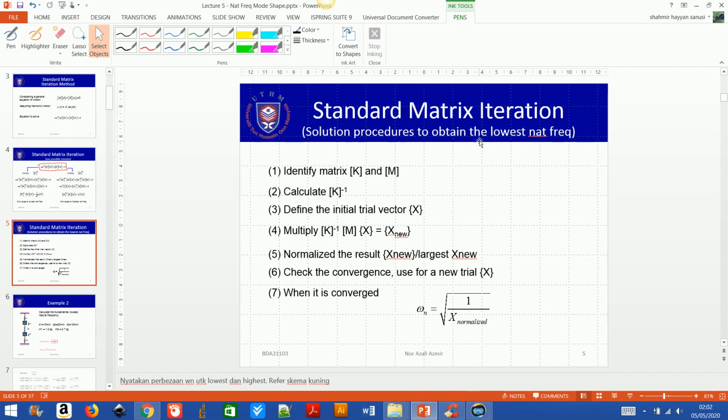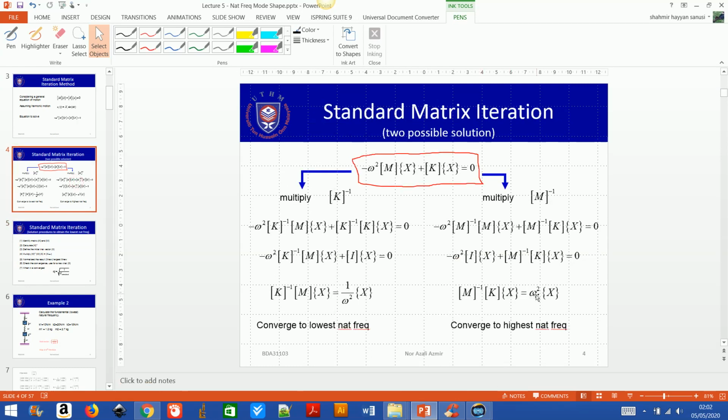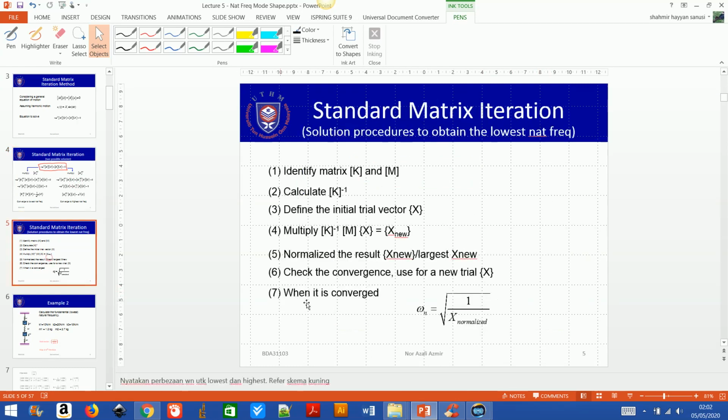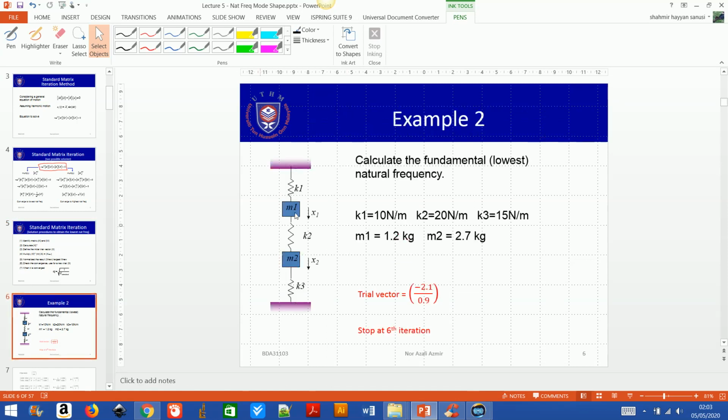If you want to get the highest natural frequency, you only need to change this into M inverse, and then you multiply M inverse with your stiffness matrix, and you just follow everything. But in order for you to get the highest natural frequency, the formula is omega squared equals the x normalized. Alright, let's look at one example.